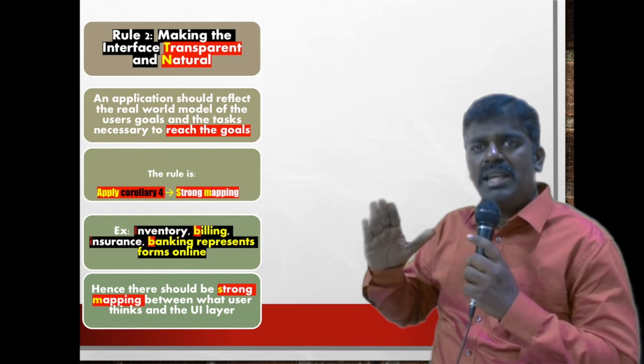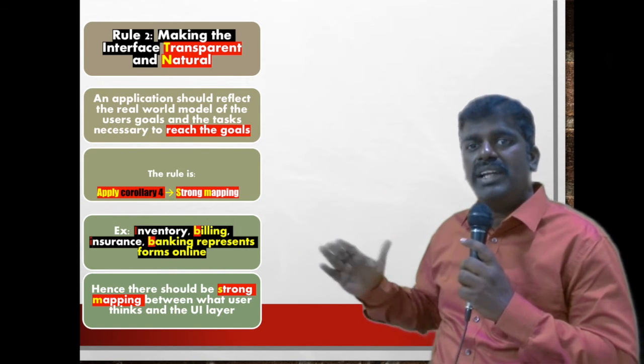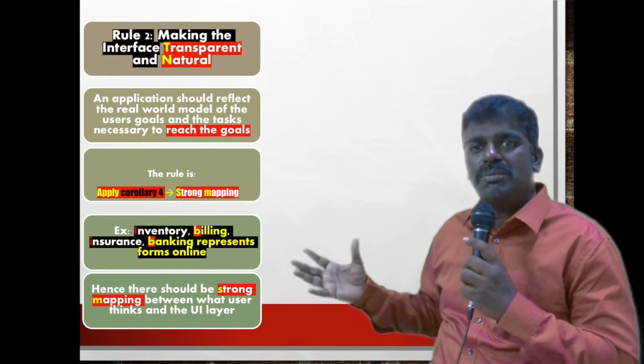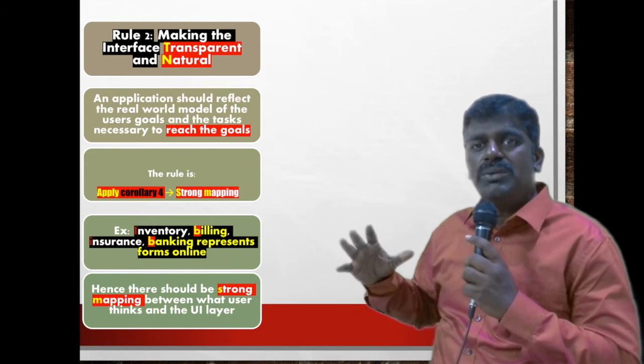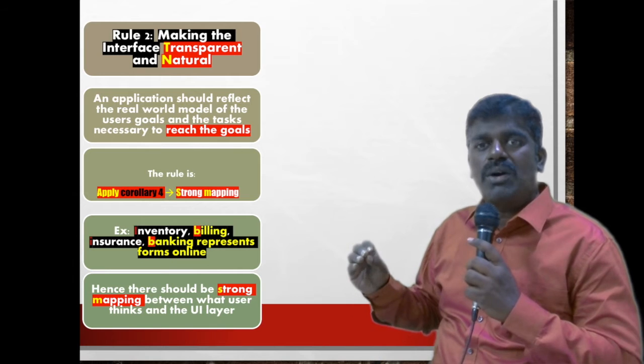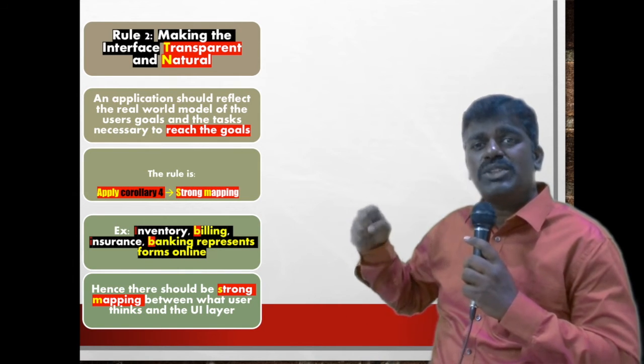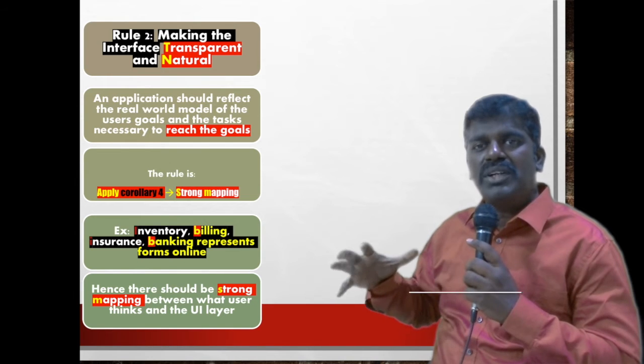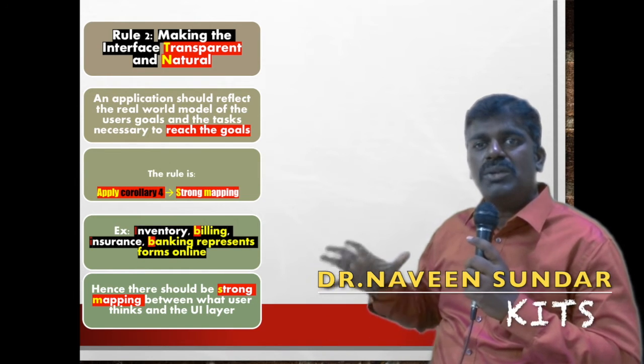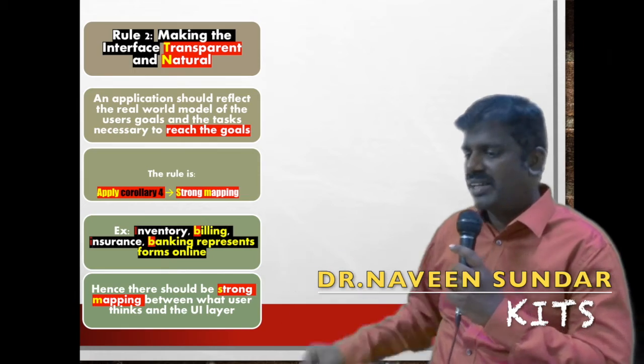The same picture has to come into the view layer. So when the person is using the software, he should have the same feel. So how would he use the offline form, right? So that is called strong mapping. That's a very important rule that has to be followed when designing the view layer, right?